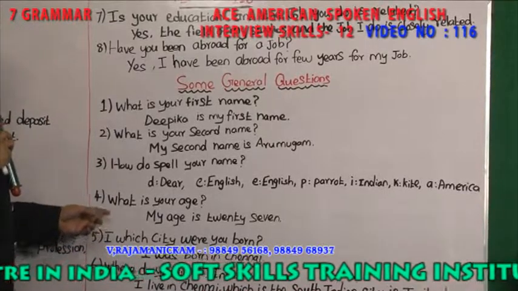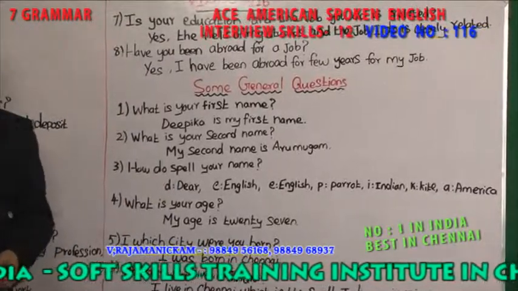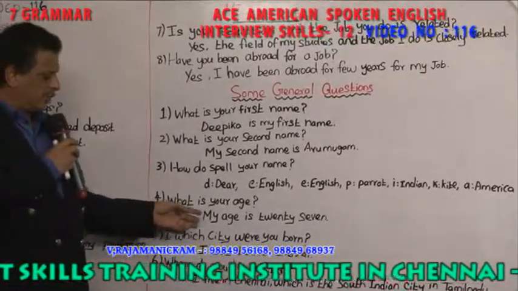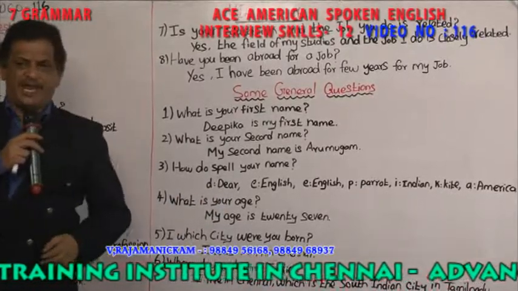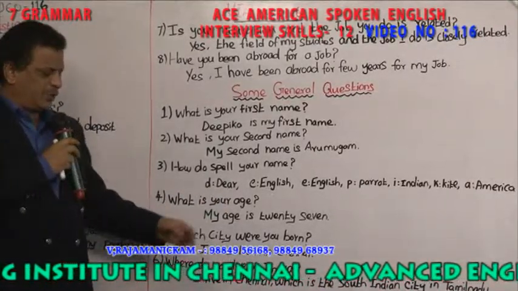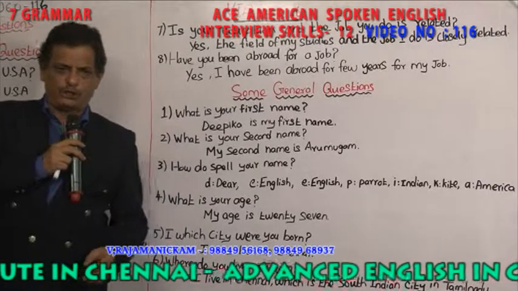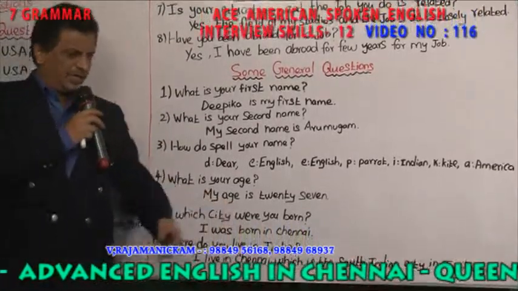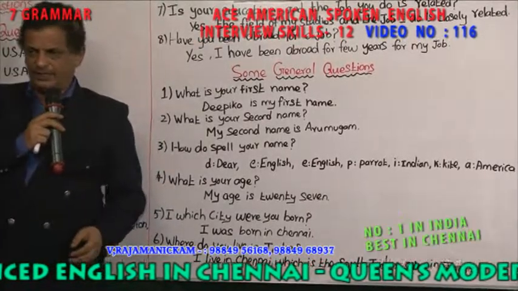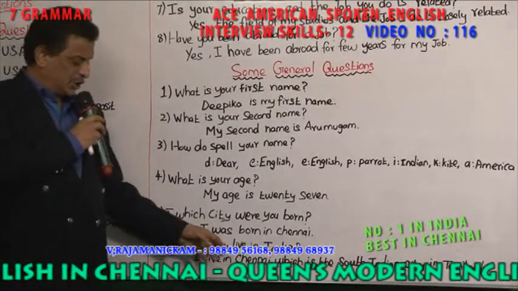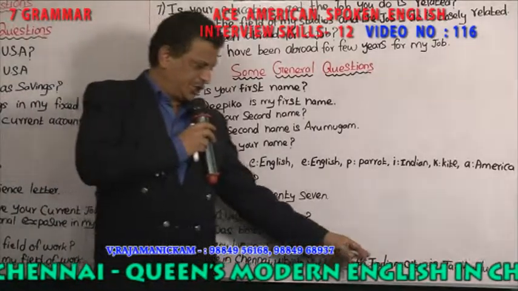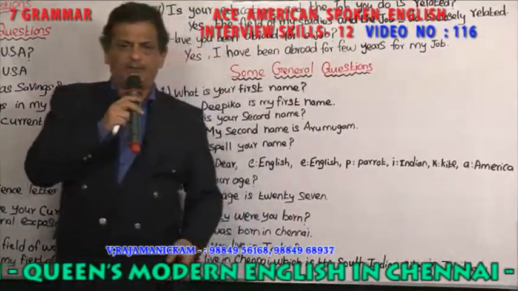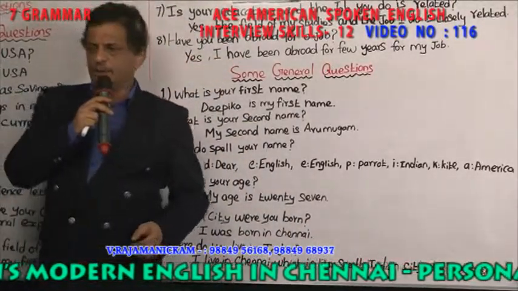Next, coming here. What's your age? They want to know about your age. Your model answer is, my age is 27. Which city were you born in? You can tell the city in which you were born. I was born in Chennai. Where do you live in India? They ask you, where do you live in India? You can say, I live in Chennai, which is the South Indian city and capital of the state Tamil Nadu. Able to understand?